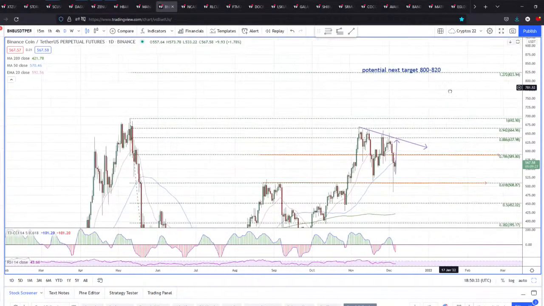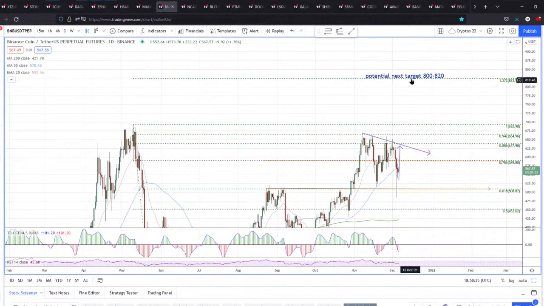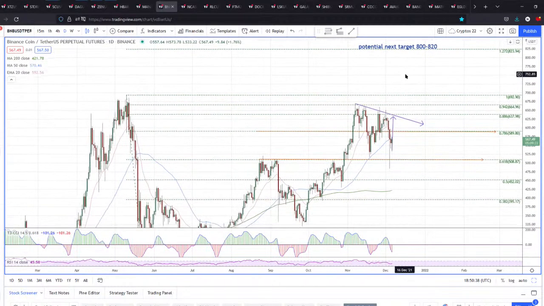So that's how I'm seeing BNB at the moment. If we can break out of the bull flag, the next target is 800 to 820. So for now, yeah, looks good. First mission is to get above 570 and then to the top of this swing in BNB.